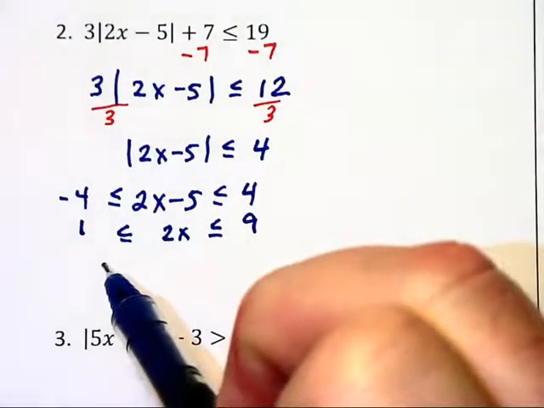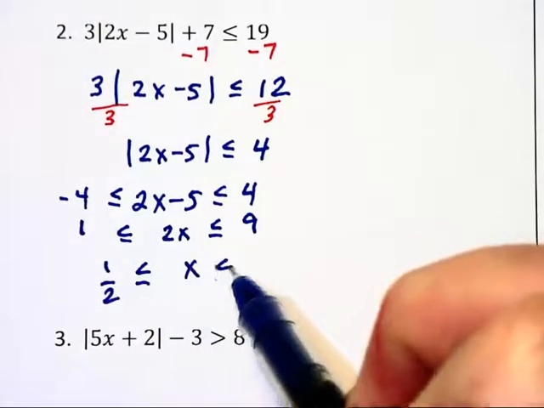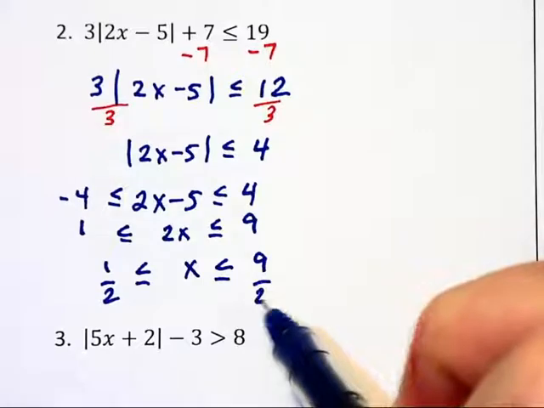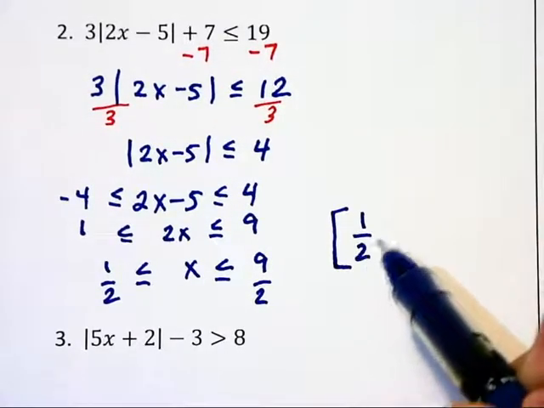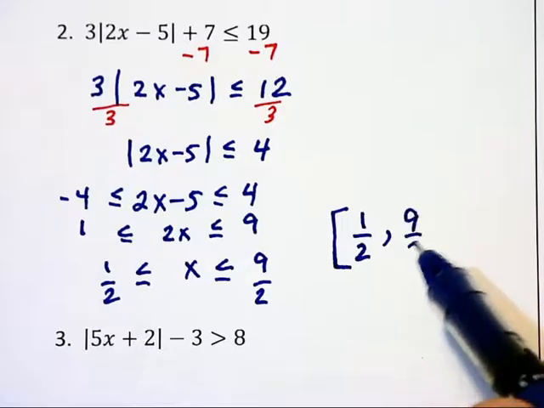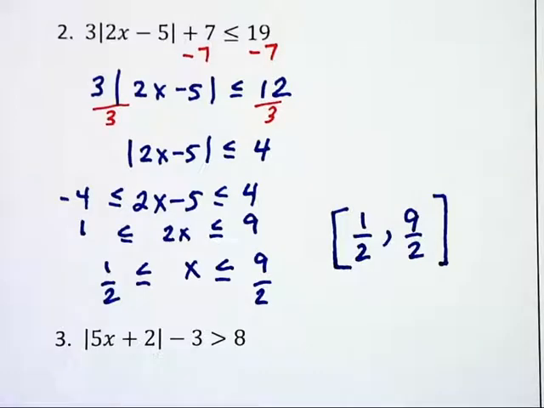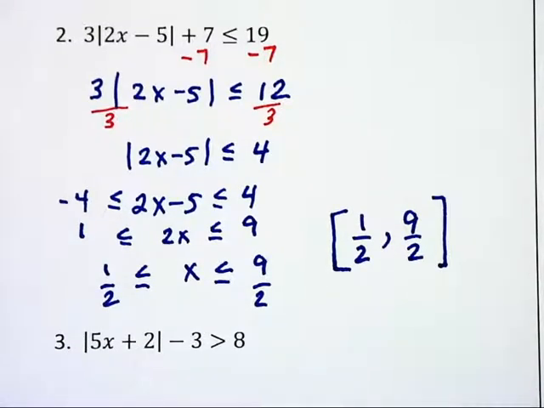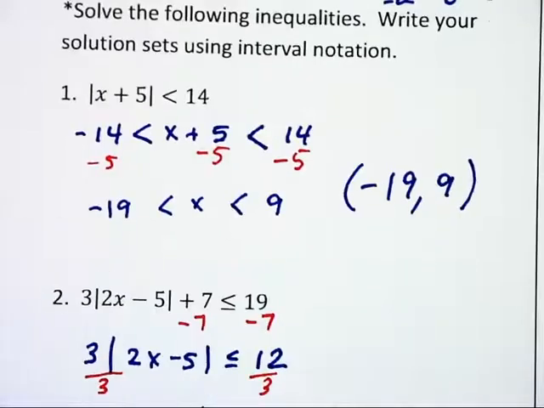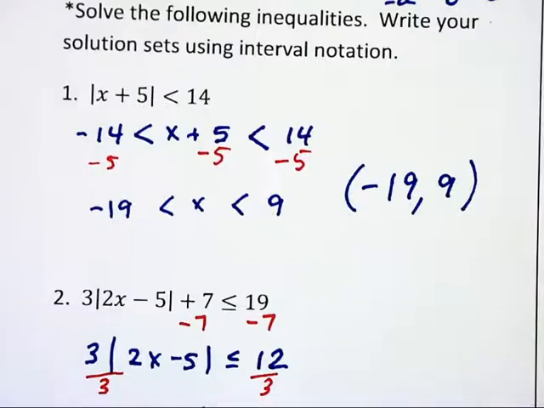And now dividing by 2, we have 1/2 less than or equal to x less than or equal to 9/2. And in interval notation, our solution set is from 1/2 to 9/2 inclusive. And this is actually called a closed interval because we are including both endpoints. The problem before that is considered an open interval because we are not including either endpoint.